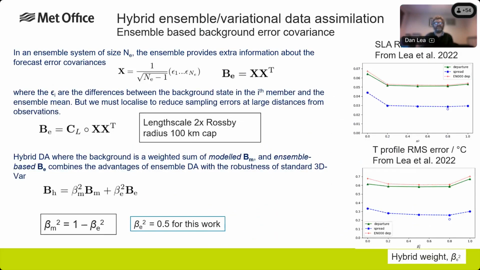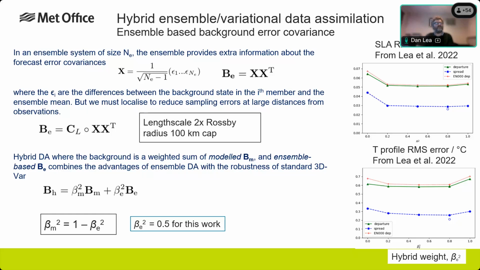So now we'll talk about the data assimilation. This is a hybrid ensemble variational data assimilation, and it uses ensemble-based background error covariance. You can create a background error estimate based on ensemble perturbations, and you do need to localize that for a normal ensemble to reduce the sampling errors at large distances. In our case, we use 2 times the Rossby radius with a 100-kilometer cap.